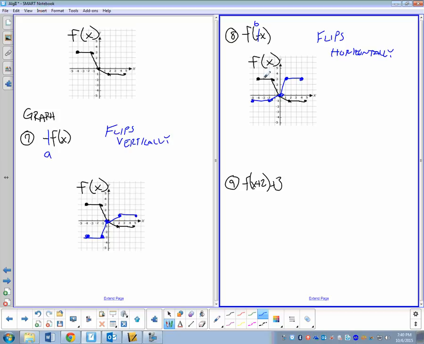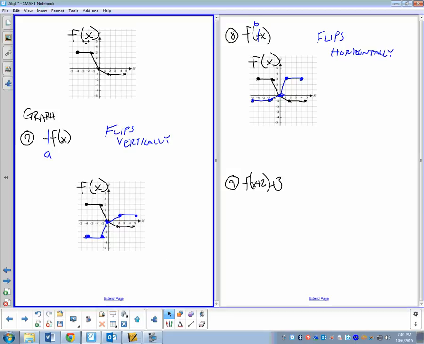So you can see that to get from this black graph to this blue graph, I took the black graph and flipped it horizontally. So what was on the left moved over to the right. What was on the right moved over to the left. Last one, again, it might help to start with that original graph.